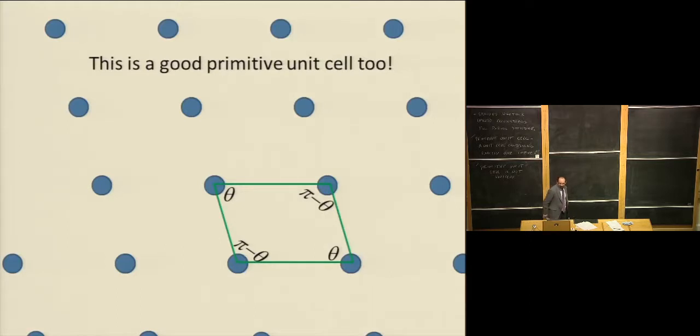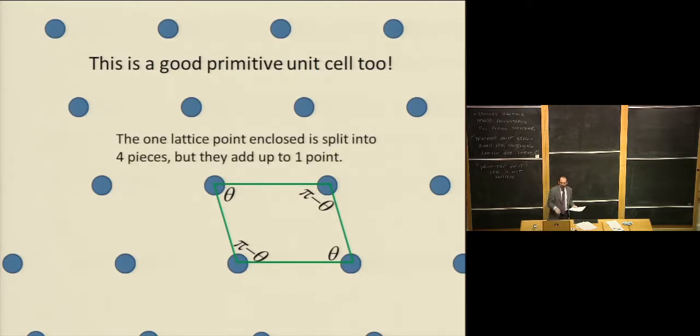One should be warned that something like this is also a good primitive unit cell. And that's a little less obvious that it contains exactly one lattice point. But you have to think about the things that are partially enclosed in the unit cell, like this guy, as only counting as theta of the full circle. And this one counts as theta of the full circle. This one is pi minus theta of the full circle. This is pi minus theta of the full circle. And if you collect all those pieces of the lattice point, you put them together, you'll get the full 2 pi. Okay? So it's one lattice point, but it's broken up into 4 pieces.